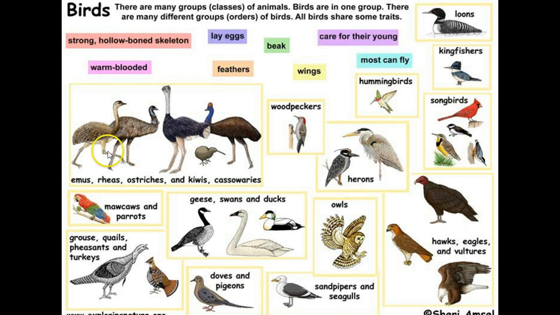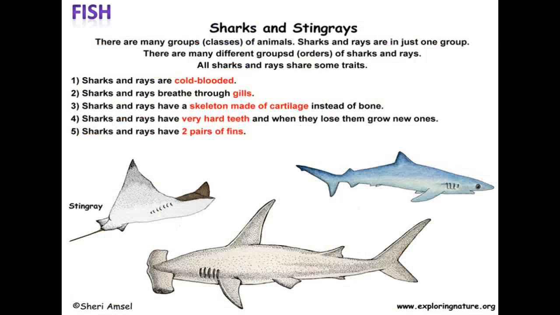So, in review, birds have strong hollow-bone skeletons. They're warm-blooded, and remember, the hollow-bone skeletons help them to fly. They lay eggs, they have feathers, they have beaks, wings, care for their young, and most of them fly. And then, again, the examples of them.